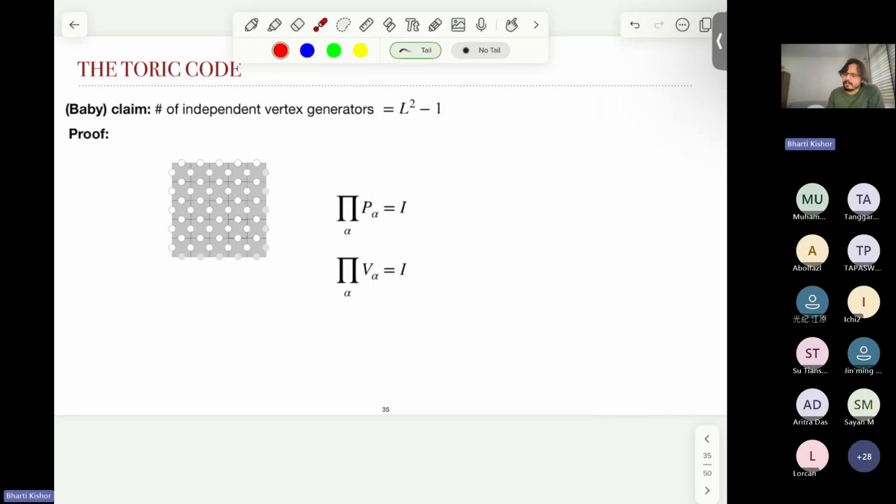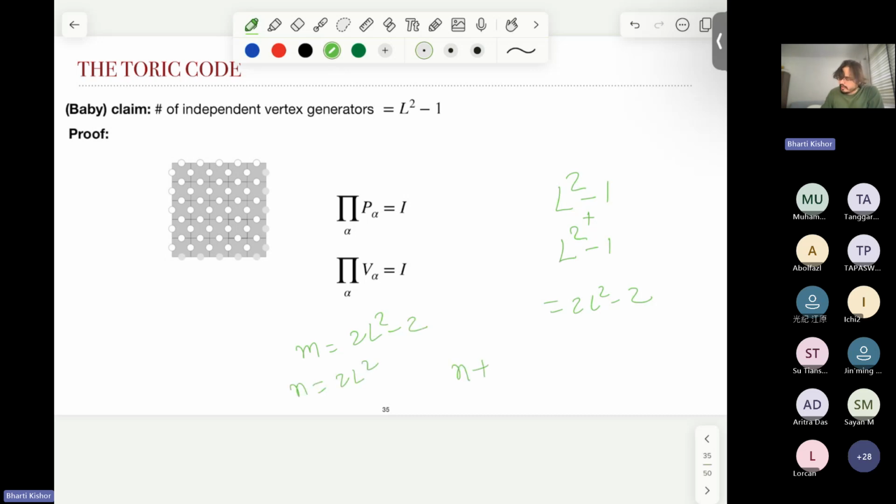So you can play the same game for the vertex generators: you multiply them, and it will be identity everywhere. So the number of independent vertex generators is L squared minus one, and the number of independent plaquette generators is also L squared minus one. So the total number of independent generators is 2L squared minus two. So your m is actually 2L squared minus 2, and we had n equal to 2L squared. Then we can use n equal to m plus k, so k is n minus m. So k is basically 2 in our case.